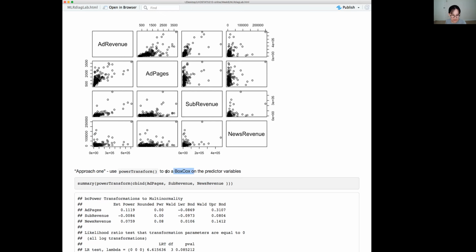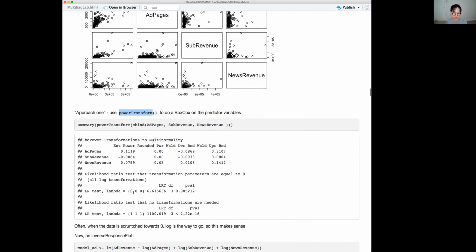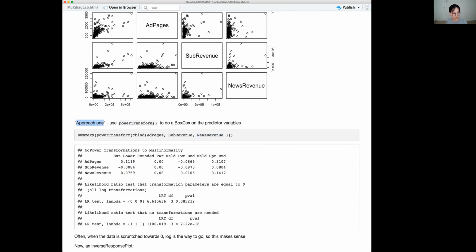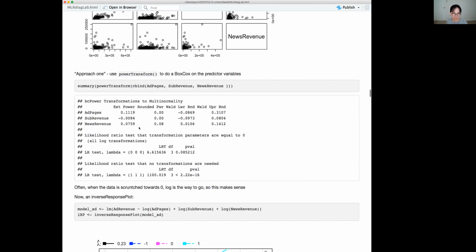Yeah, this is actually a Box-Cox transformation, but the function is called powerTransform. Let's see what this function suggests. How do we do the transformation for all these three predictors? By the way, we are showing approach 1, where we first transform the predictors by this multivariate Box-Cox. So we do this powerTransform, bind all these three predictors, do a summary of them, and look at the estimated power for each of these predictors.